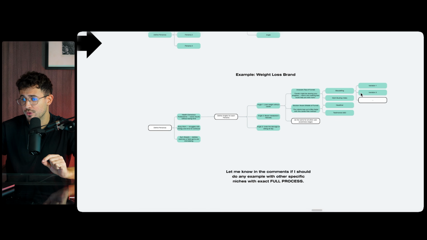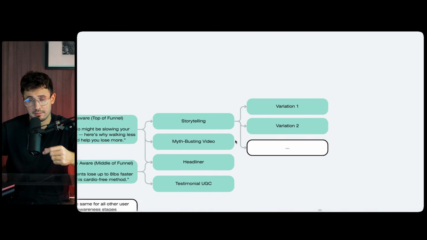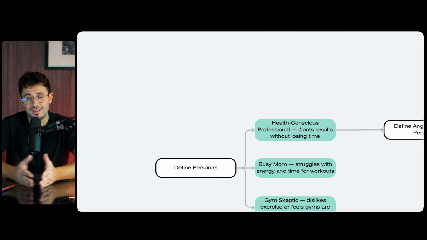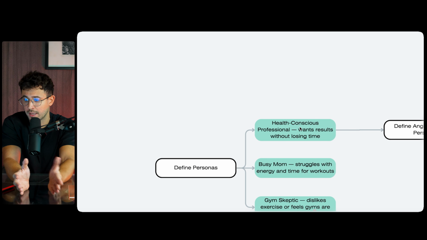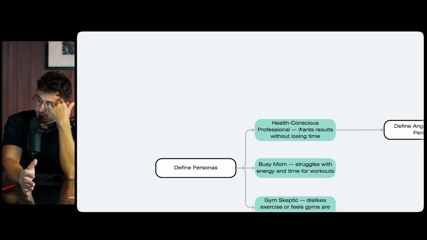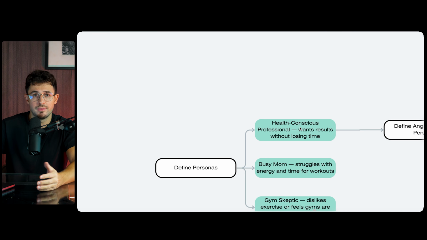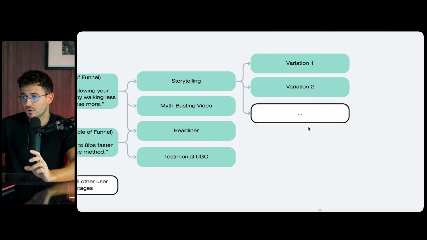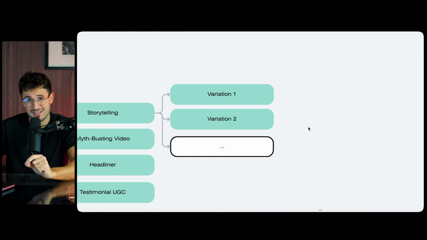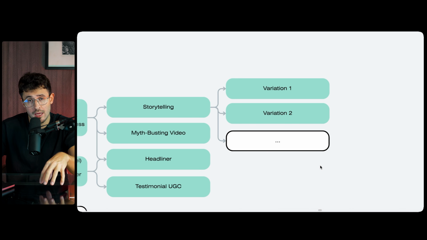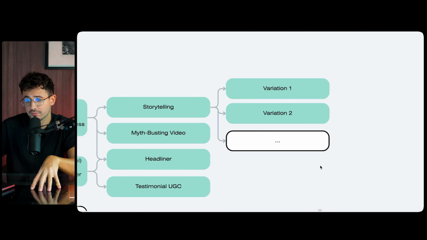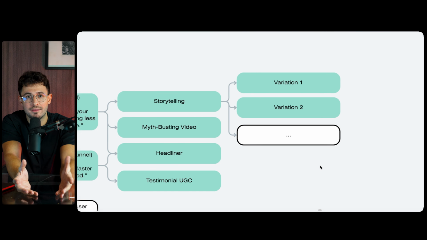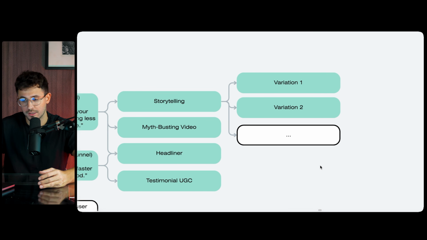One more thing you can do in terms of variation: let's say you're targeting health conscious professionals. They are professionals of different ages, right? Some might be 35 years old, and others might be 45. So the variations could be just changing the persona, so the actor or actress within the UGC video, to make sure the ad is more relevant for the age group that you're targeting, right?